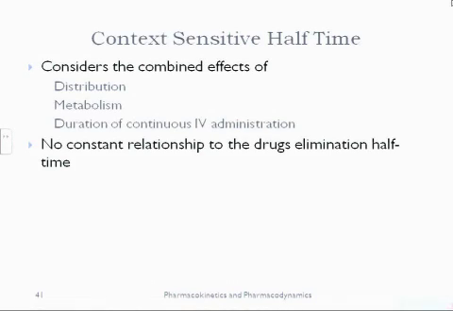The context-sensitive half-time takes into consideration what elimination half-time also does, which is distribution and metabolism. But the one thing it does in context-sensitive that elimination half-time doesn't is duration, the duration of the continuous infusion. And that's ultimately what we want to know. There's no constant relationship to the drug's elimination half-time. That's reasonable. So with context-sensitive half-times, you can start predicting using specialized models how long it'll work and how long the effect will last. And you can put this into a computer, and as a consequence, you can reliably understand what will happen when you stop the medication.